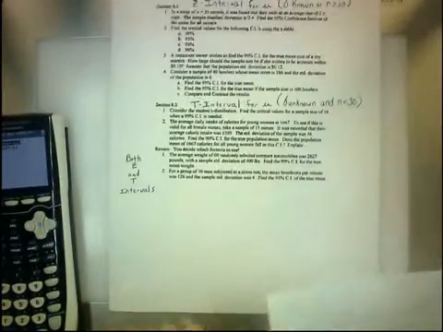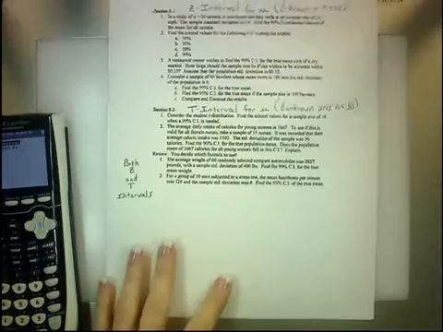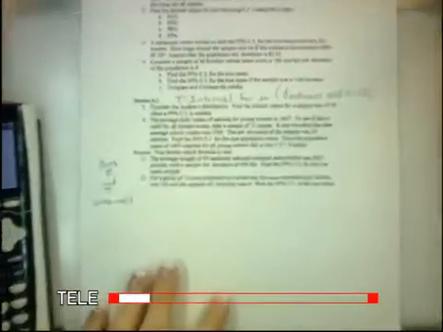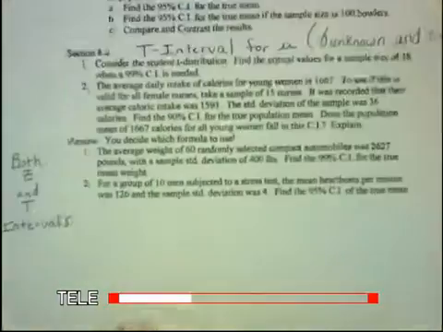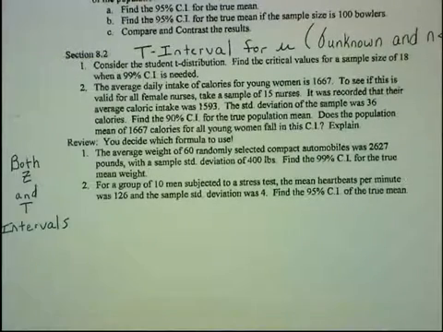That's basically it for T intervals. They're not that complicated. The last two problems on the sheet actually are review problems. The first one is a Z interval and the second one is a T, and I do want to do both of those. The average weight of 60 randomly selected compact automobiles is 2,627 pounds with a sample standard deviation of 400 pounds. Find the 99% confidence interval for the true mean weight.